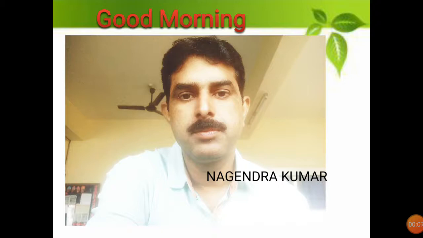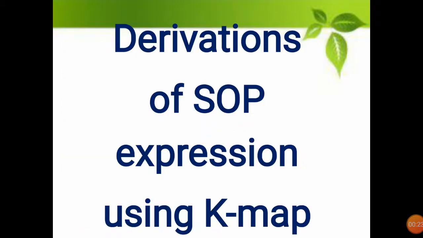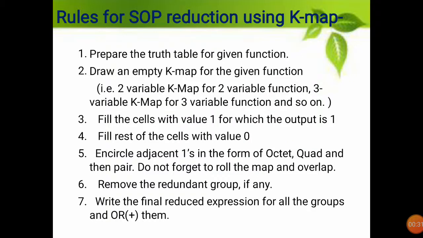In the last two videos, I discussed how to draw a K-map for 2, 3 and 4 variable Boolean functions, and how to reduce the min-term expression of pair, quad and octet for SOP. Now, finally, I am going to discuss derivation of the SOP expression using K-map. Let's start with the rules for SOP reduction using K-map.